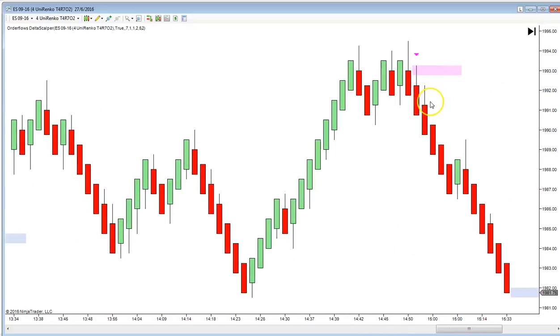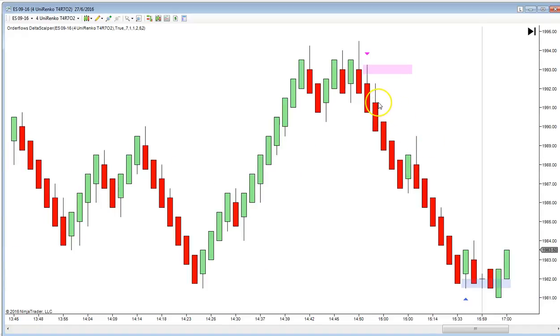And later in the day, this one is right ahead of the cash close, so it's debatable whether you'd want to take it. But this was a nice move. It's almost a 10-point move here from 91 down to 82 on the cash close.